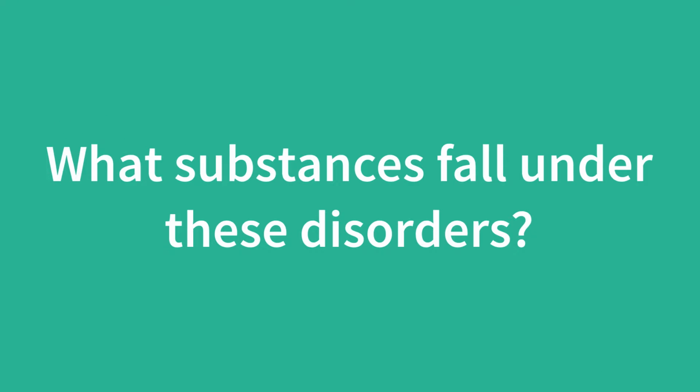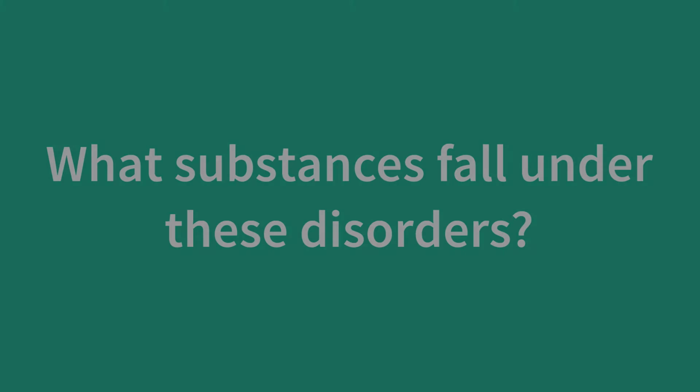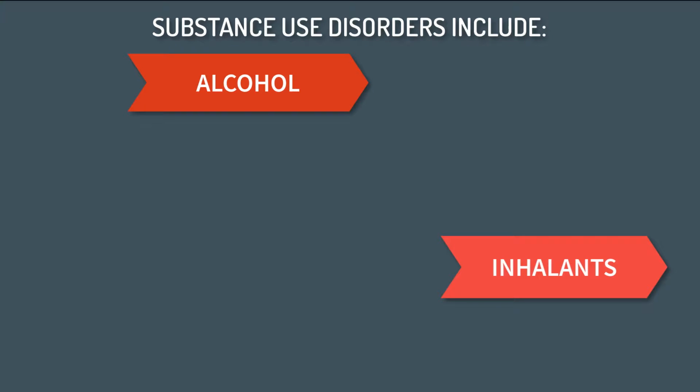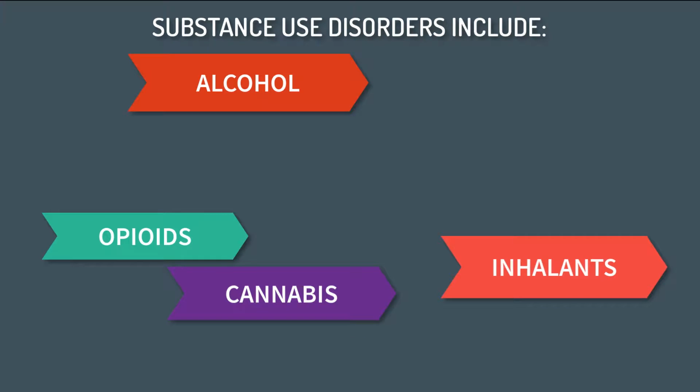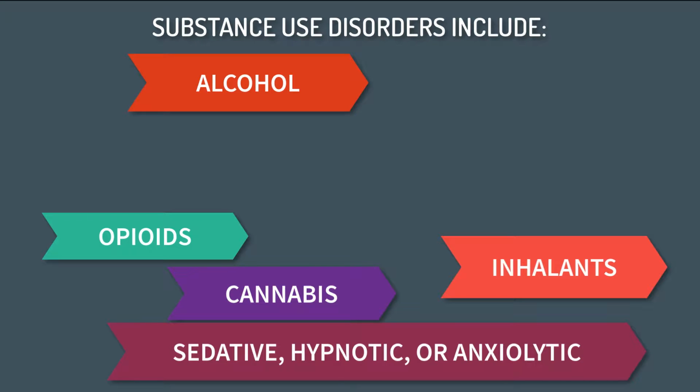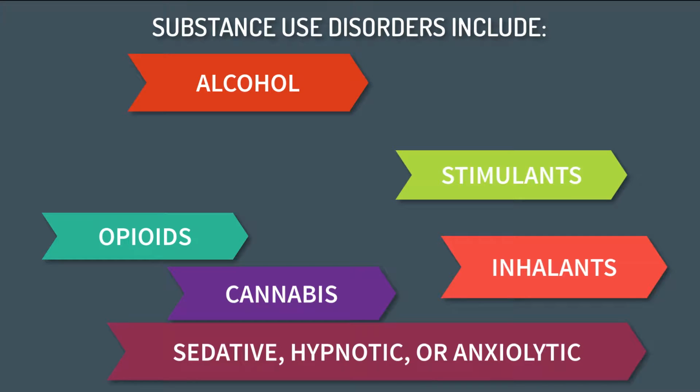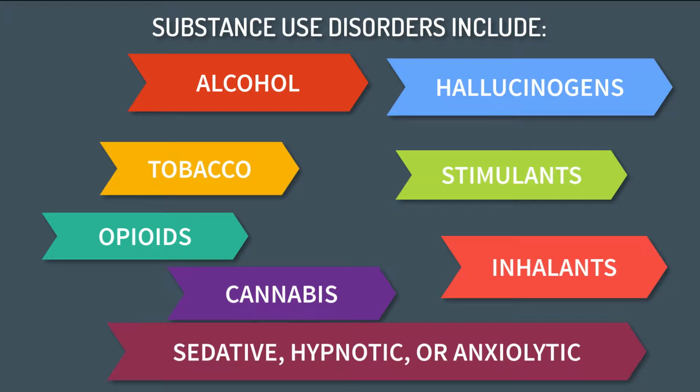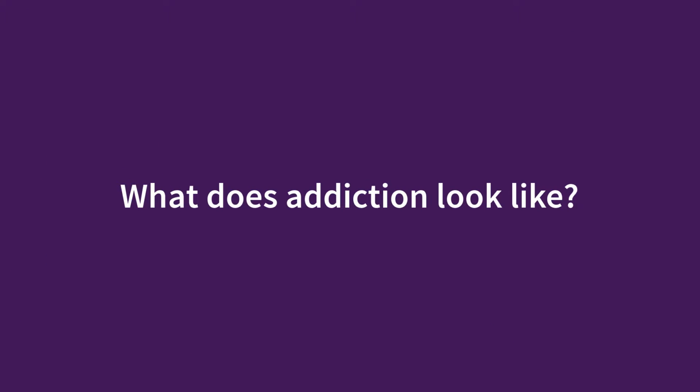So you may ask, what substances fall under these disorders? Substance use disorders include alcohol, inhalants, cannabis, opioids, sedative, hypnotic, or anxiolytics, stimulants, tobacco, and hallucinogens. For the purpose of this video, we will be focusing on alcohol and cannabis use disorders. So what does addiction look like?